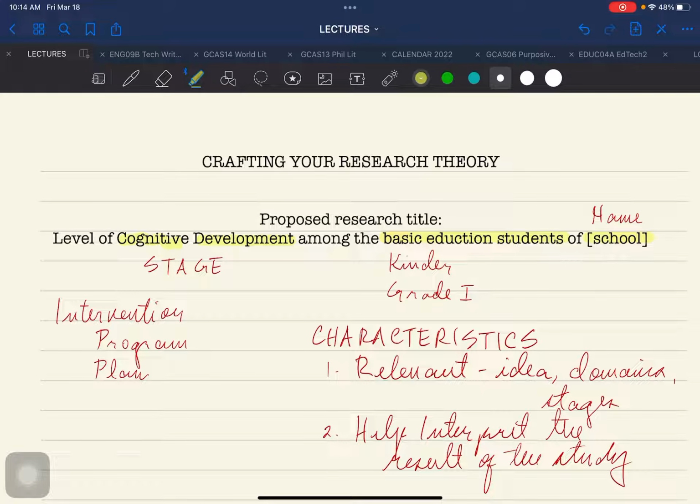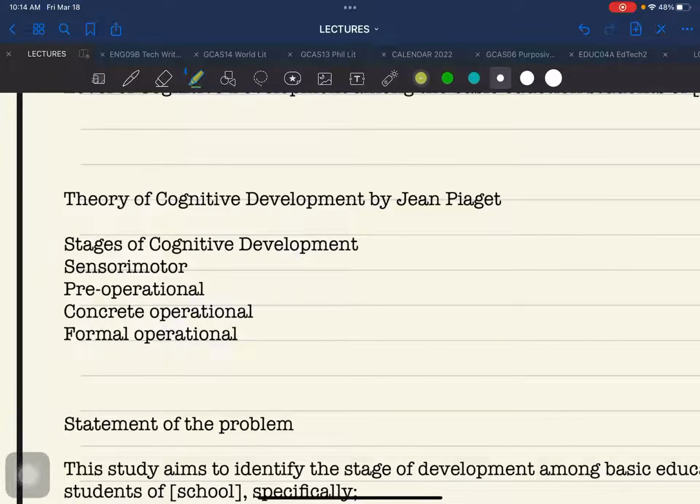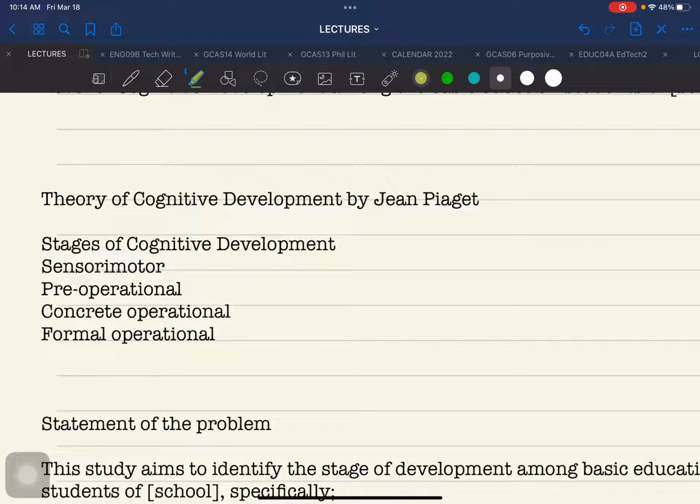When you use the term cognitive, it refers to the stage of learning of a particular age level of learners. So in relation to this, I have already searched for a theory that is perfect for this particular research title, and this is what we call the theory of cognitive development by Piaget. According to the theory of Piaget, there are four stages of cognitive development: sensorimotor, preoperational, concrete operational, and formal operational.